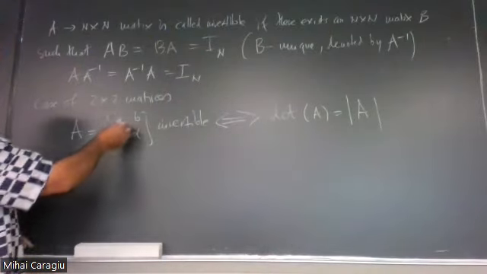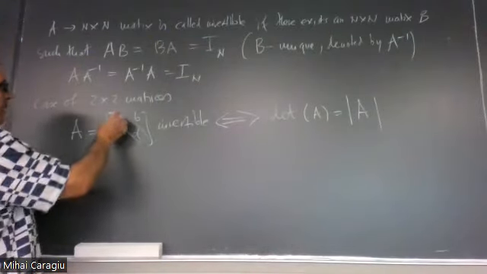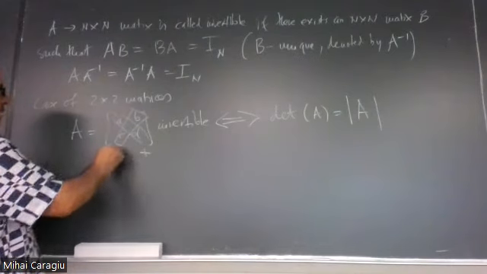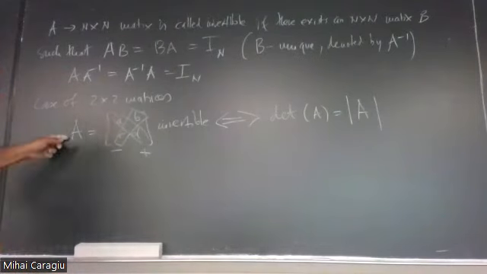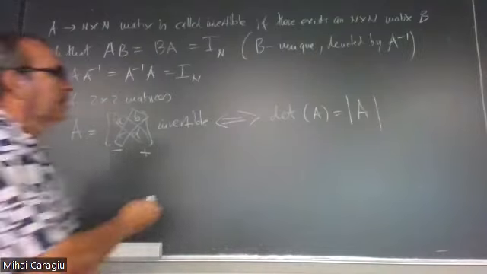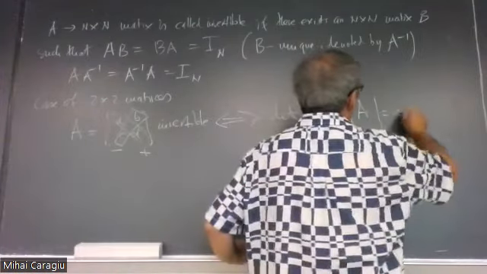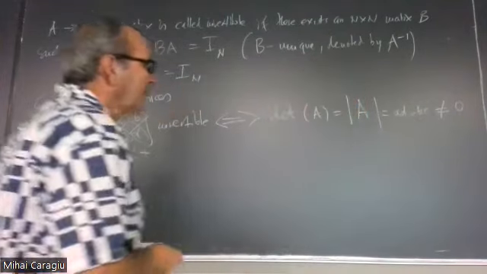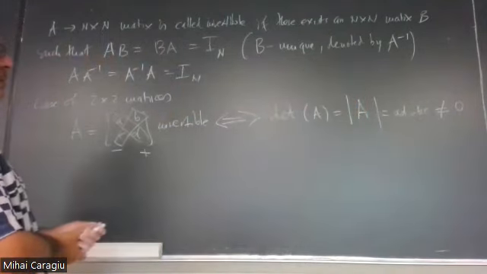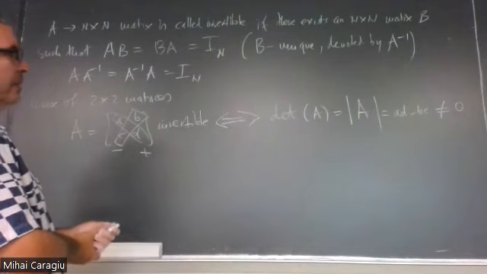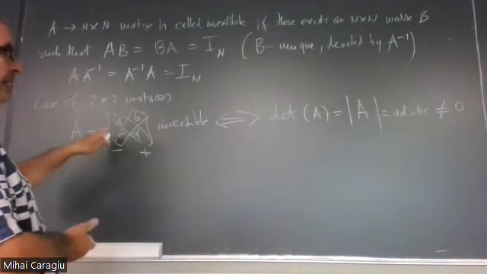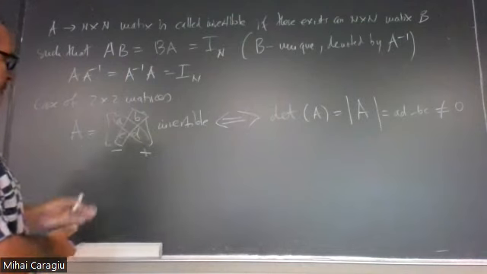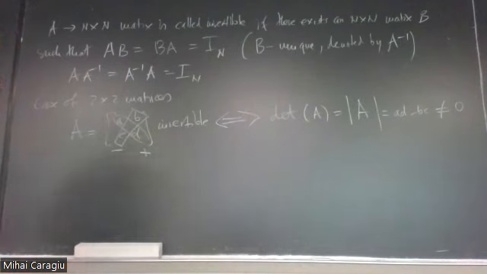For 2 by 2 matrices, the determinant is the product on the main diagonal, so A times D goes with plus, and B times C goes with minus. The determinant of A is AD minus BC, and AD minus BC must be non-zero. So there's a condition for a 2 by 2 matrix A, B, C, D to be invertible: the product of the main diagonal minus the product of the secondary diagonal is non-zero.